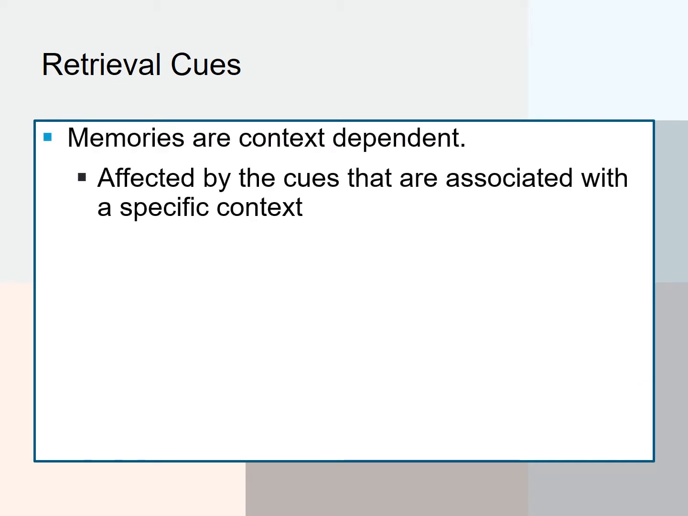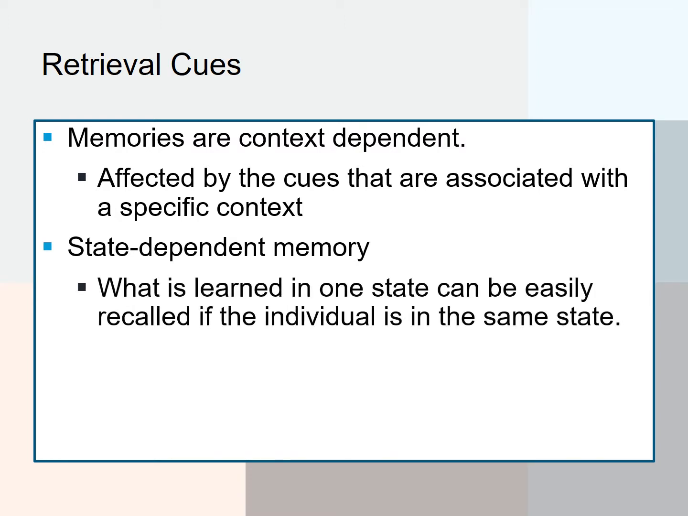Retrieval cues. Memories are context dependent, affected by the cues that are associated with a specific context. State-dependent memory is what is learned in one state can easily be recalled if the individual is in the same state. So, if you're relaxed and chilling in Starbucks while studying for this test, and then later you're nervous when you start to take the test, it would be good for you to try to relax to get to that same state so you can recall the information easier.